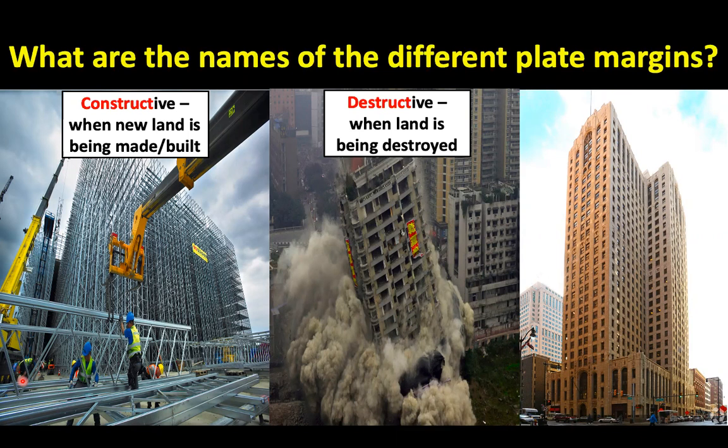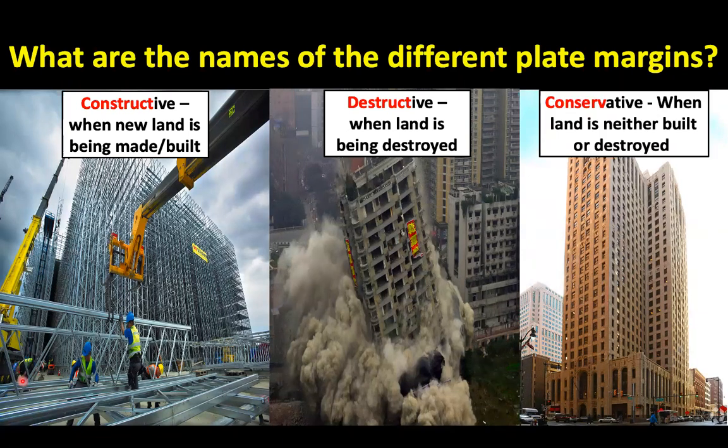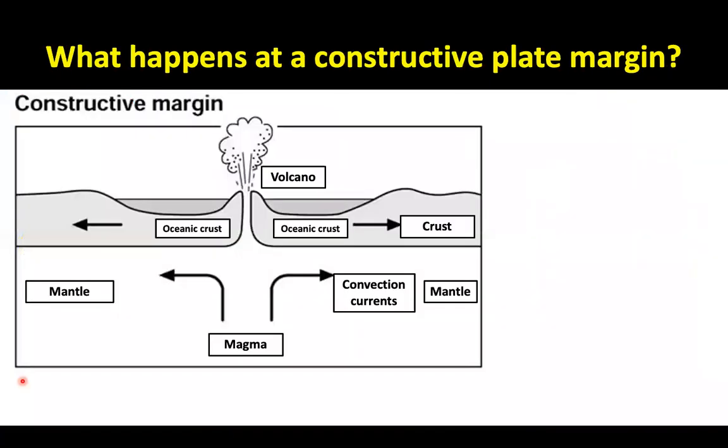And finally, we have got a conservative plate margin. That is if the building remains exactly the same. There's no land added and there's nothing destroyed. That is a conservative plate boundary. We're going to look at each of the three now. We're going to start with a constructive plate margin or plate boundary.